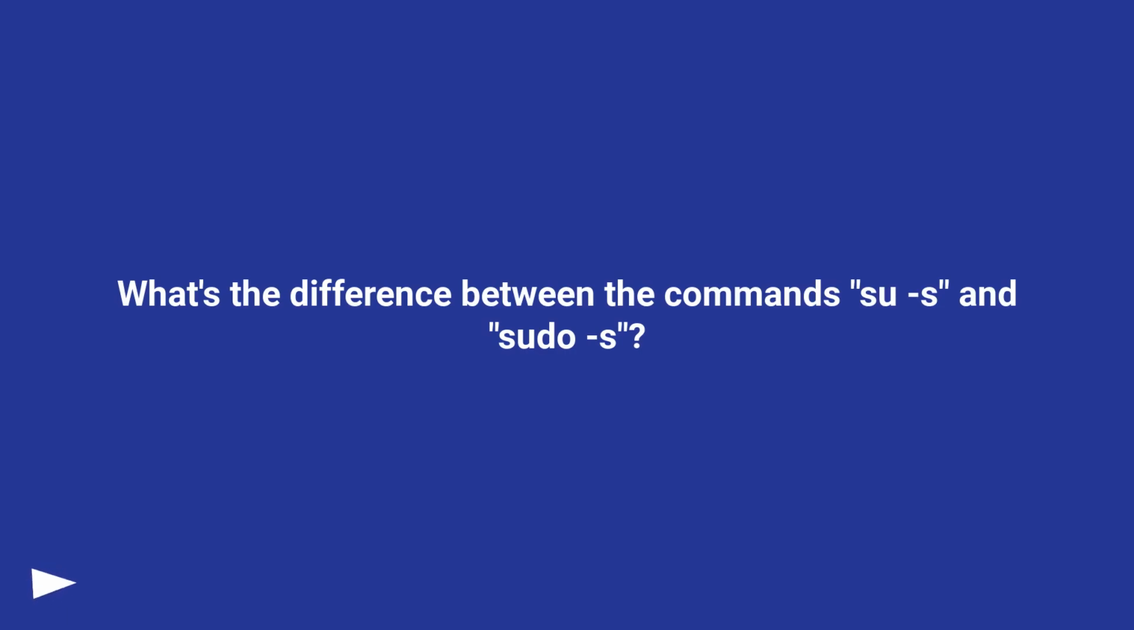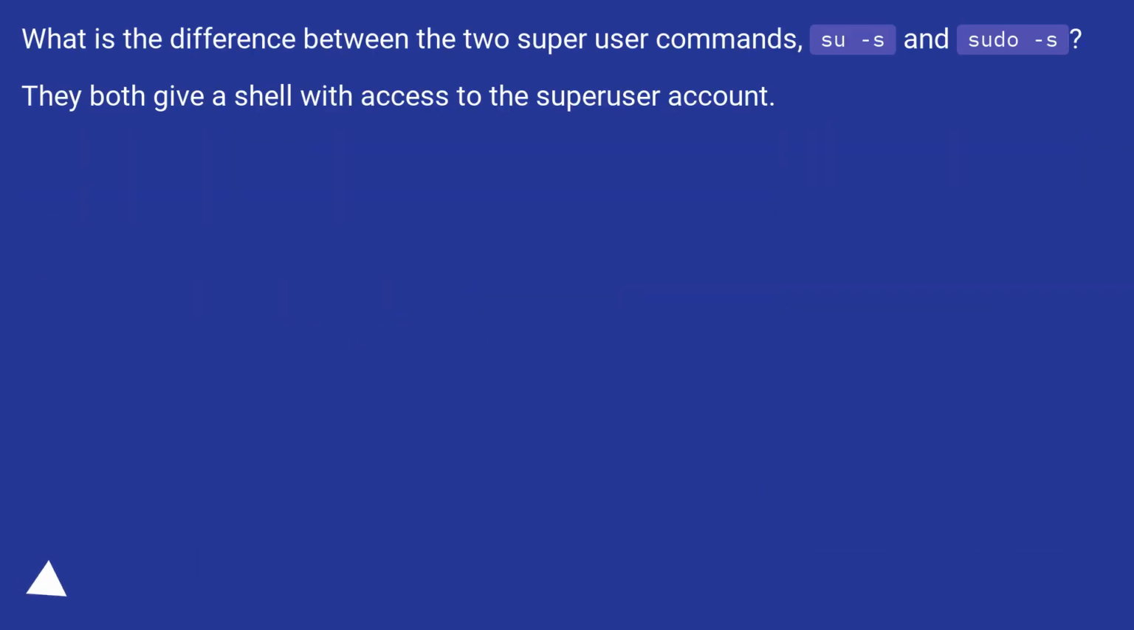What's the difference between the commands su -s and sudo -s? What is the difference between the two superuser commands, su -s and sudo -s? They both give a shell with access to the superuser account.